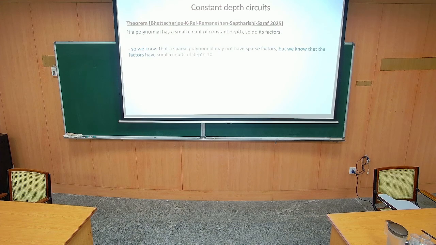Okay, so for sparse polynomials, what this means is, if you think about it, writing a polynomial as a sum of monomials is a depth 2 circuit. You're writing something as a sum of products of things. So we know that a sparse polynomial does not have sparse factors. So we can't get small depth 2 circuits for factors of sparse polynomials. But what this theorem says is that you can get a circuit of depth 10 for factors of sparse polynomials that continues to be small. This was surprising to some of us at least.